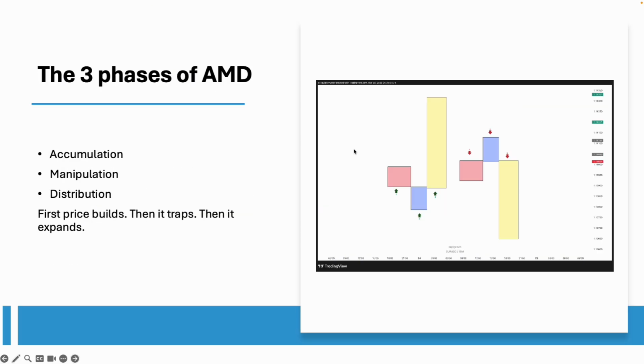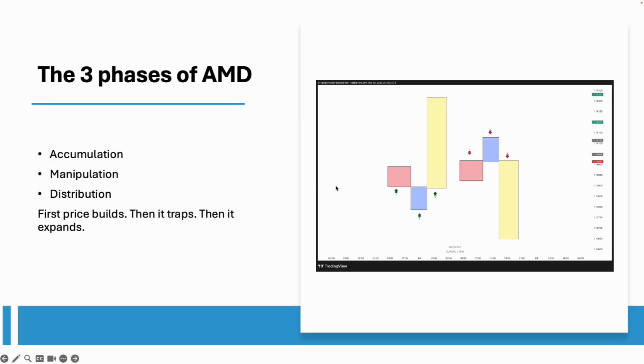The three phases of AMD you have here: the accumulation phase, the manipulation phase, and the distribution phase. For a bearish setup, it's the same, but the other way around. Accumulation phase, manipulation phase, and distribution phase. As it stands right here, first price builds up, then it traps, and then it expands. Builds up, traps, expands. So it's like the power of three.